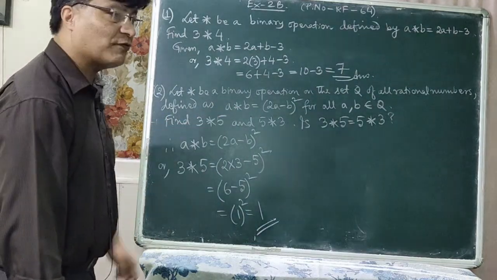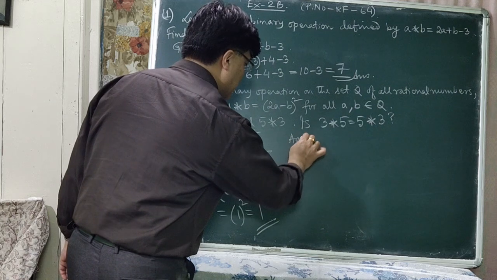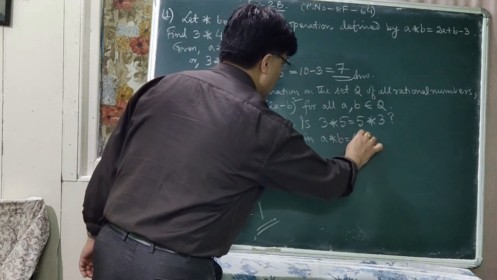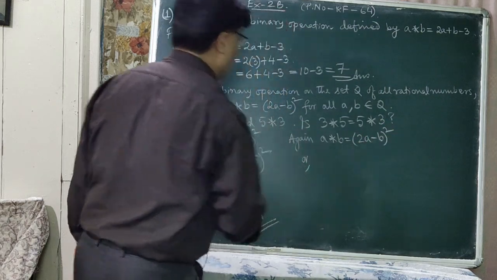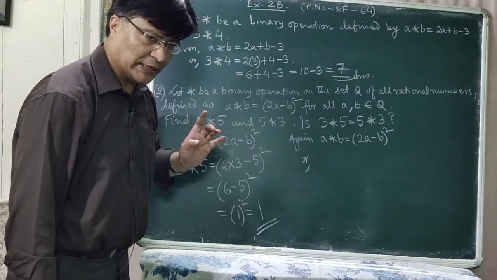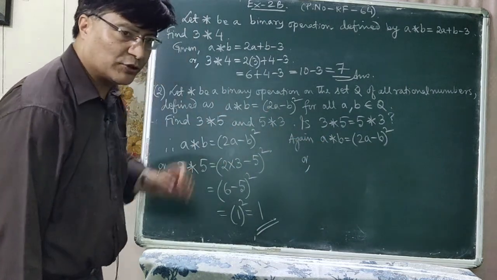Next you have to find out 5 star 3 now. So again let us write down the definition a star b. So what is a star b out here? This is 2a minus b whole square. Now you have to find out 5 star 3, right? Now you put a is equal to 5 and b is equal to 3.